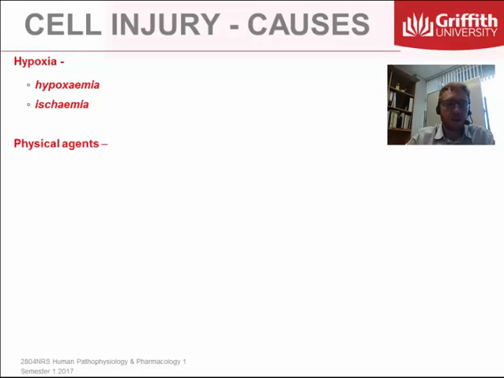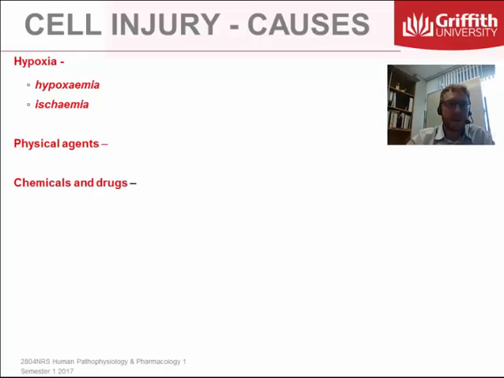Moving on now to physical agents. Again, this is quite vast, and examples could be trauma, like physical trauma in a car accident, extreme temperatures like very cold or extremely hot, types of radiation such as the sun's UV radiation or X-ray radiation, electric shock injury, or maybe just even atmospheric changes.